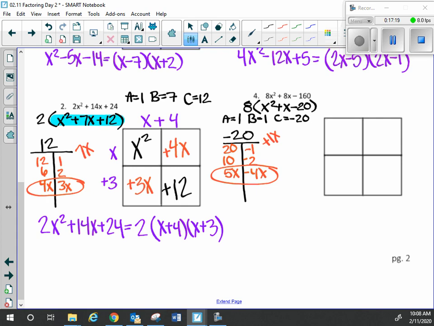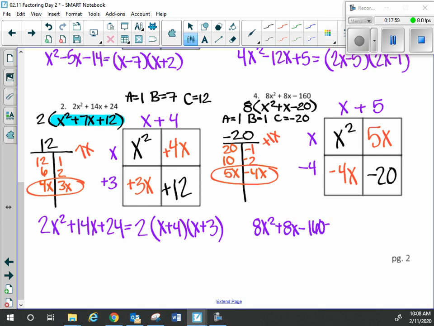Okay. First term, first box. X squared. Last term, last box. What am I going to fill into the other two? 5x. Okay, good. What can I factor out on top? X plus 5. What can I factor from the side? Okay, so 8x squared plus 8x minus 160 is equivalent to 8 times. Very good.